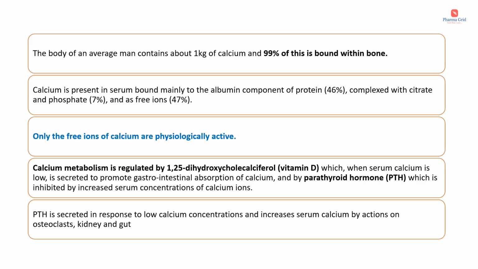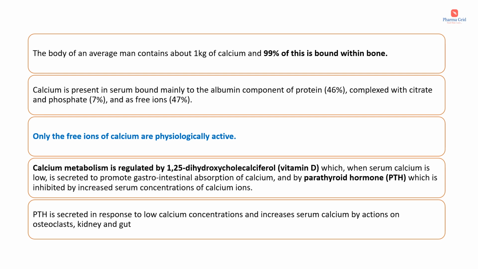The body of an average man contains about 1 kilogram of calcium and 99% of this is bound within bone. Calcium is present in serum bound mainly to the albumin component of protein 46%, complexed with citrate and phosphate 7% and as free ions 47%. Only the free ions of calcium are physiologically active.